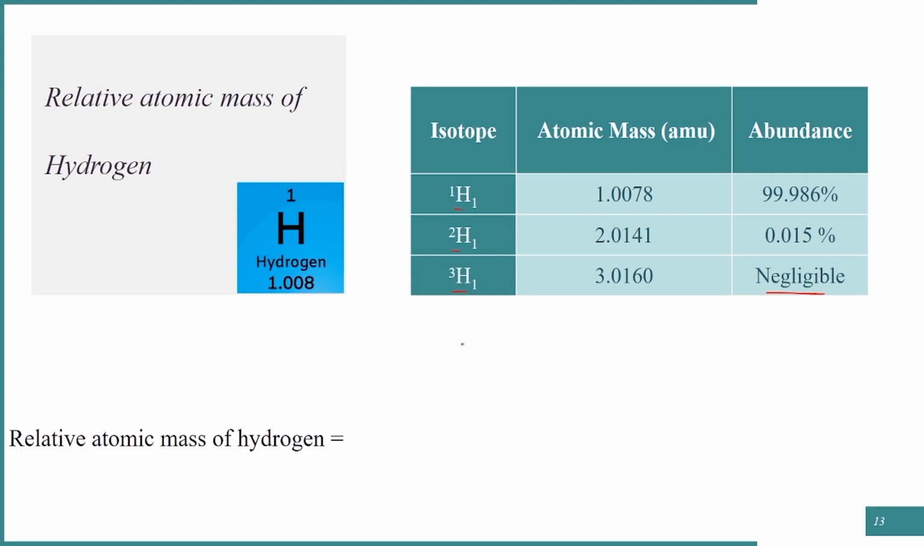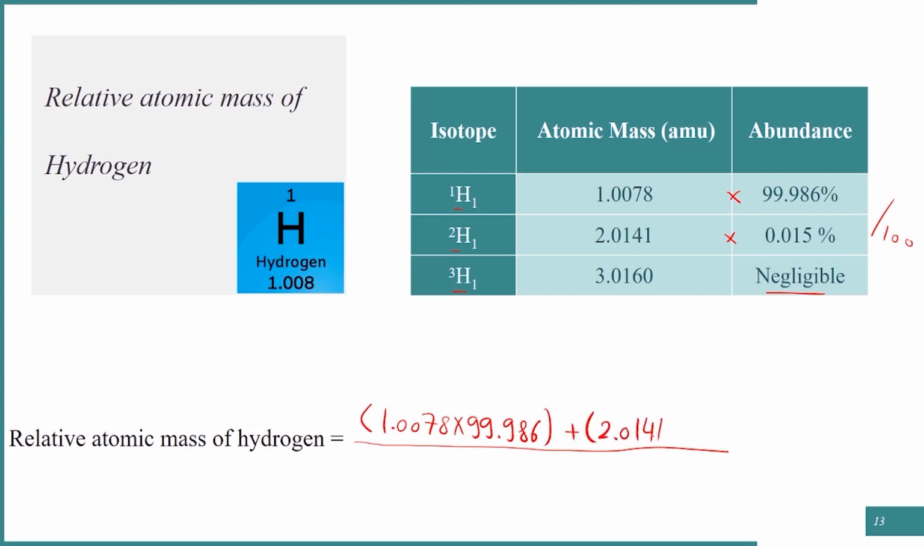So, the relative atomic mass you often see in the periodic table is equal to the sum of the relative atomic masses of all isotopes for hydrogen, weighted by abundance, divided by 100, which is equal to 1.0078 multiplied by 99.98 plus 2.0141 multiplied by 0.015, all divided by 100, which is equal to 1.008. This is a number you often see in the periodic table. Notice it has no unit.